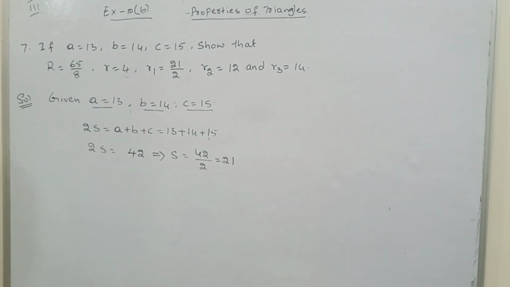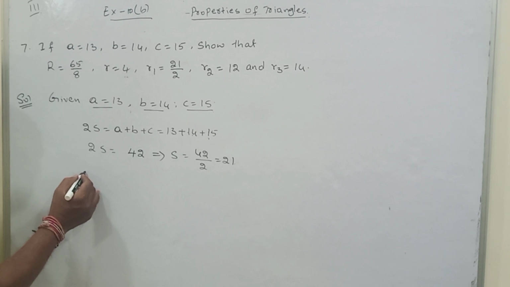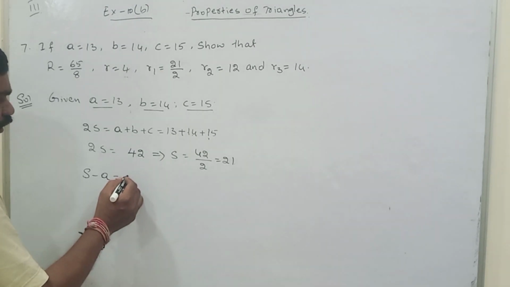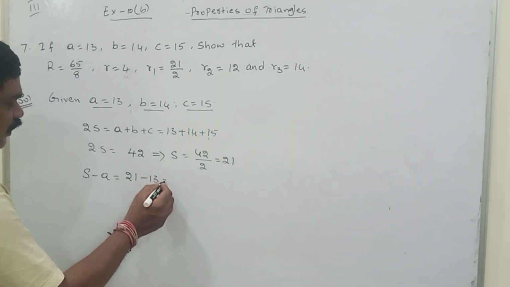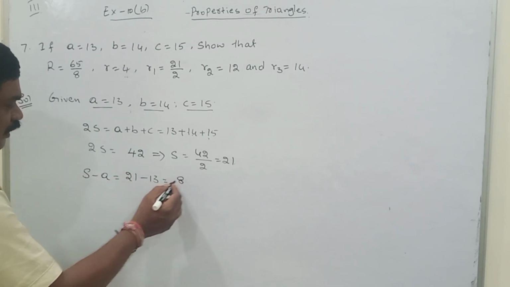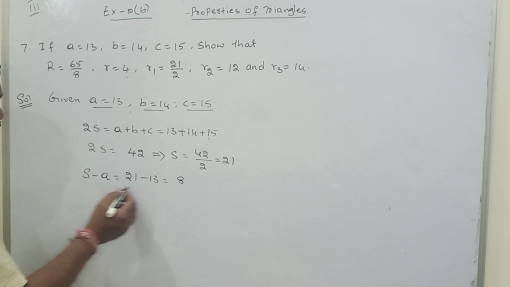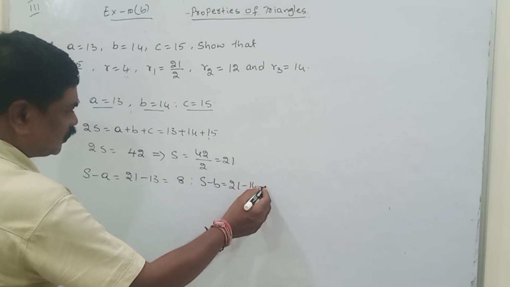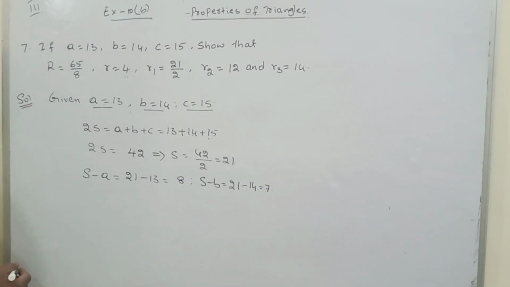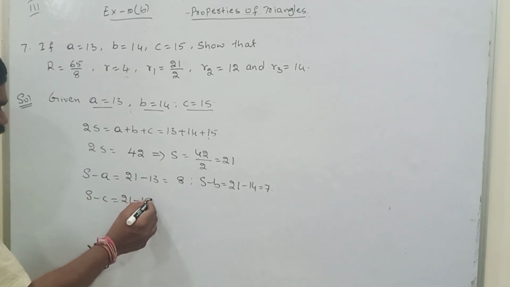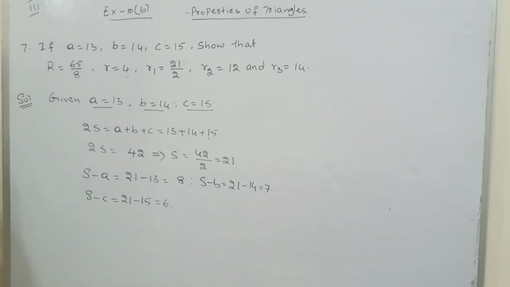S value is 21. Then you have to find S minus A, that is 21 minus 13, which is 8. Next, S minus B, 21 minus 14 is equal to 7. So S minus C, 21 minus 15 is equal to 6. Then what will we have?